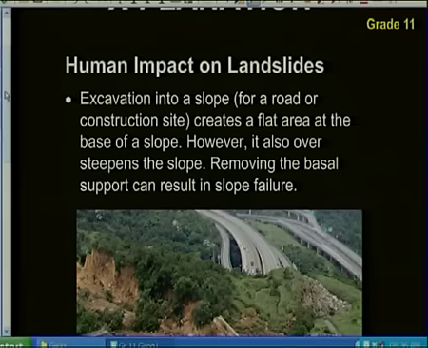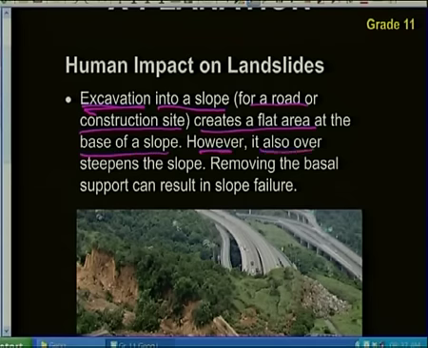Let's look at human impact on landslides. Specifically, excavations into a slope for a road or construction sites, creating flat areas at the base of a slope. However, it is also over-steepening of the slope and removing the basal support that can result in failure.